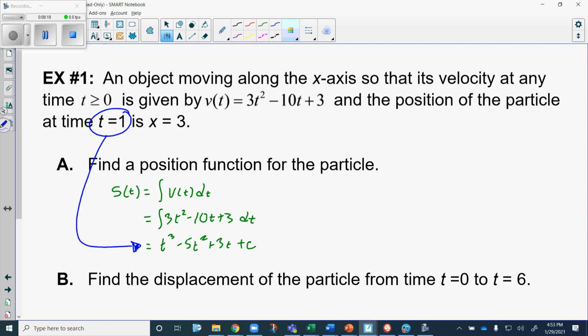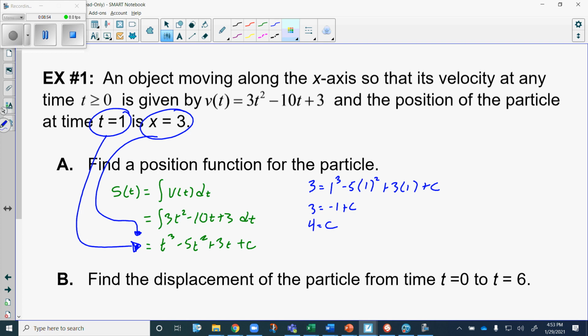Okay, and in this case, the x value is what essentially we would make the function equal to. So this will give us 3 is equal to, what do we have? 1 cubed minus 5 times 1 squared plus 3 times 1 plus the constant of integration. So 1 minus 5 plus 3 will give me a negative 1. So 4 would be equal to c.